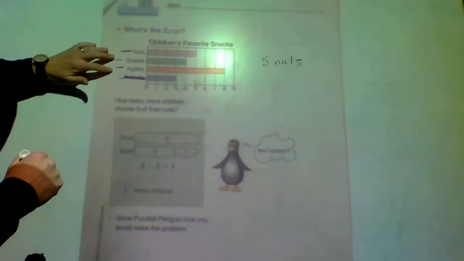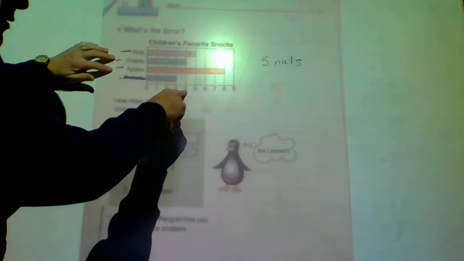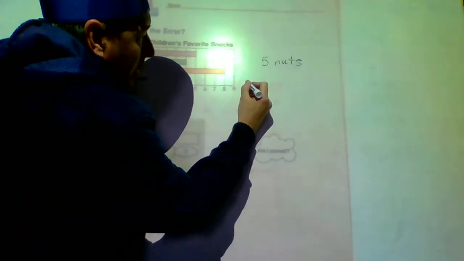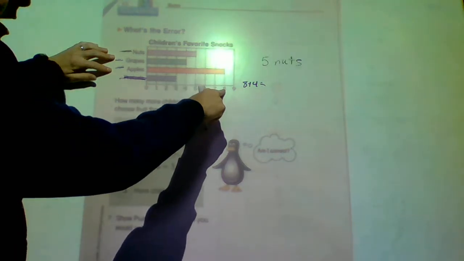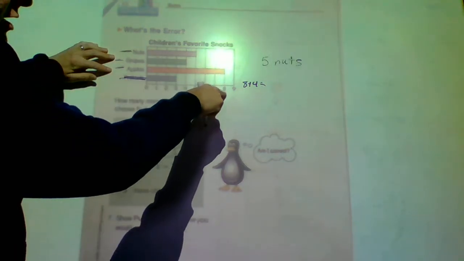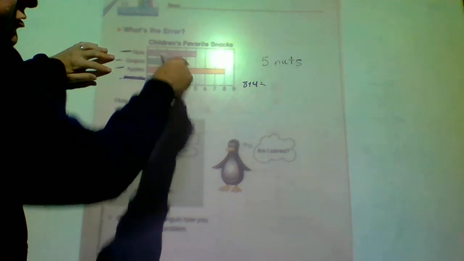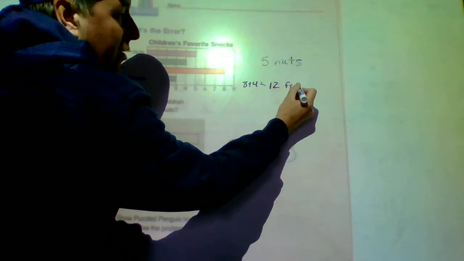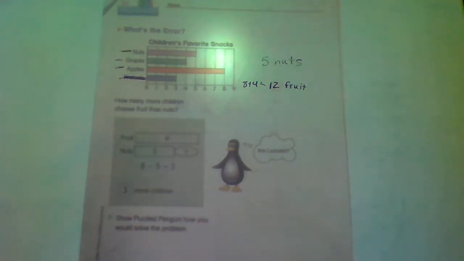Okay. How many grapes and apples do we have? So how much fruit do we have? We have grapes, we have apples. All together we have 8 plus 4, right? 8 kids chose apples. 4 children chose grapes, so 8 plus 4 is 12. So we have 12 fruit items.